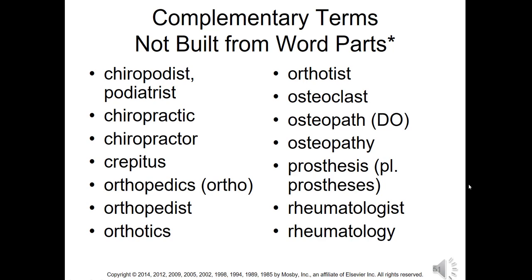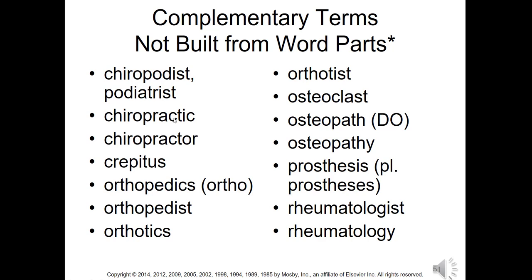Some more complementary terms. Chiropodist or podiatrist. This is somebody who is studying the bones, studying the joints. This is what a chiropodist or a podiatrist does. Typically, a podiatrist is going to be somebody who is treating the foot and diagnosing diseases of the foot. Chiropractor. This is a specialist in the practice of chiropractic.